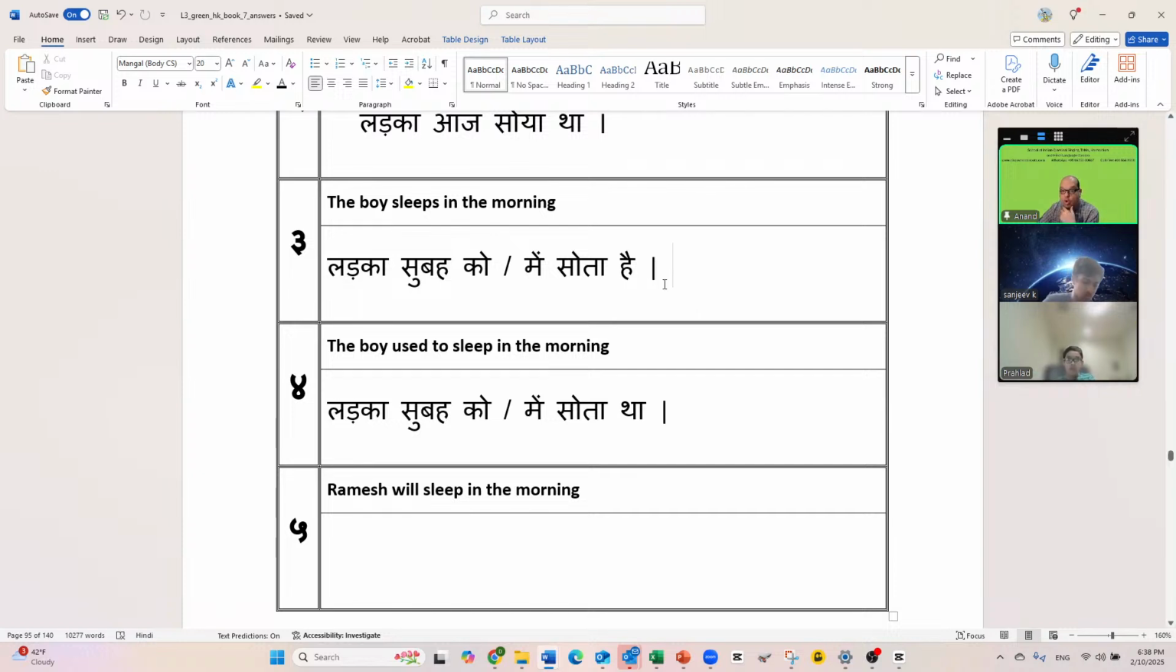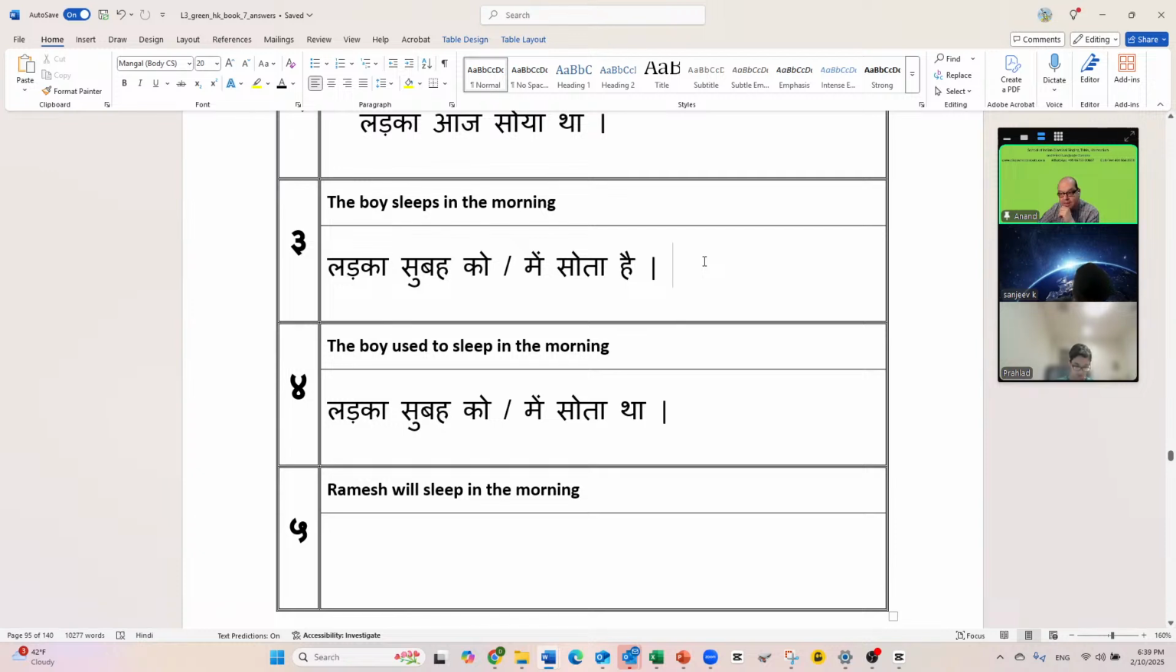Okay, so does this mean that the boy doesn't sleep in the morning anymore? For the लड़का सुबह को सोता था, what do you think it means? I think it means that he doesn't sleep anymore, but he used to. Yeah, he no longer sleeps in the morning. Got it? Yeah.